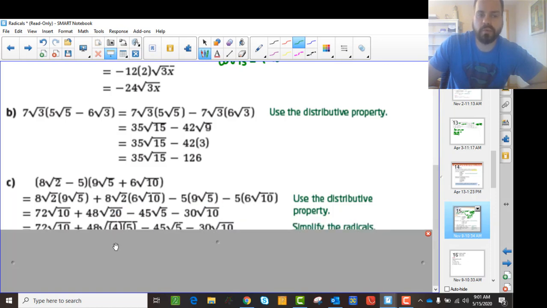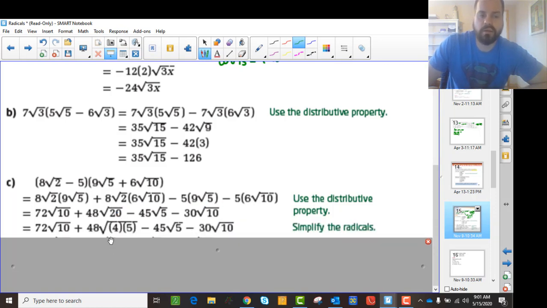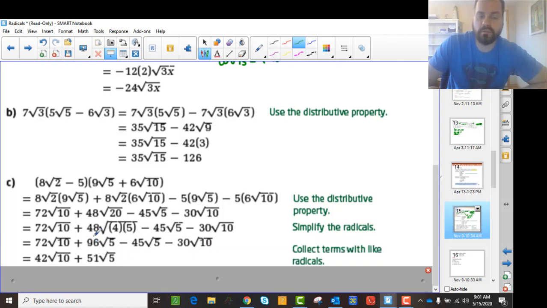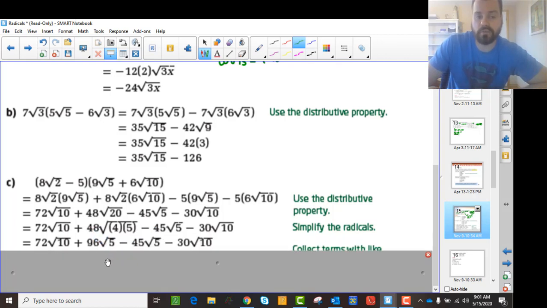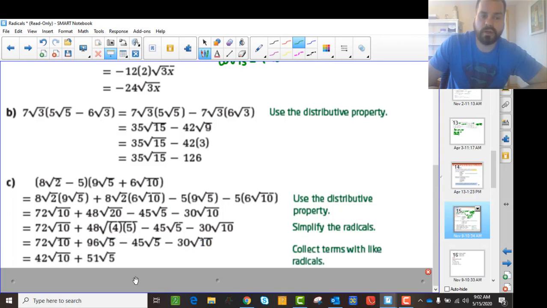This guy, root 20, will simplify into a mixed radical because you have a perfect square factor. So the square root of 4 times 5. Then the square root of 4 is 2. 2 times 48 is 96 root 5. And then what you'll notice is we have two sets of like terms. We have 72 root 10 minus 30 root 10, and we have 96 root 5 minus 45 root 5. And so we end up with that as our answer.